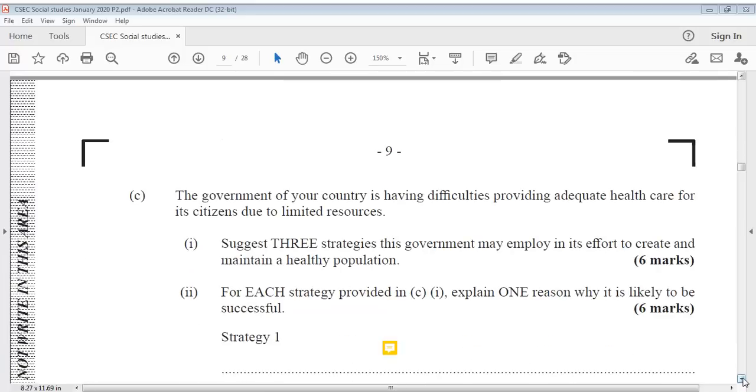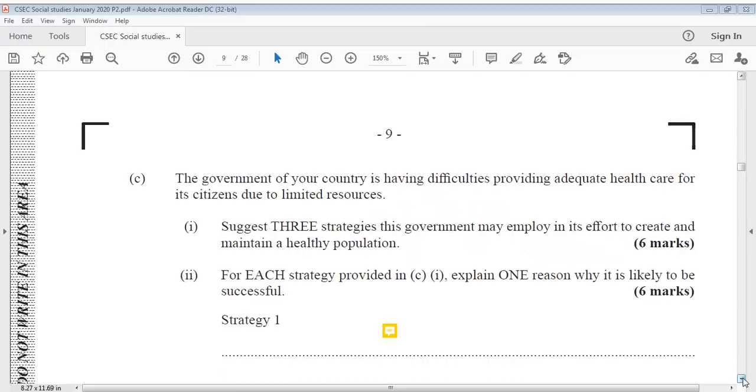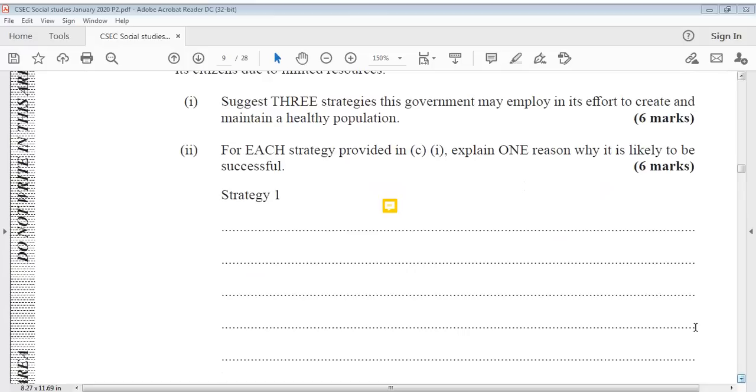Let's look at the final part of this question 2. The C says, the government of your country is having difficulties providing adequate health care for its citizens due to limited resources. I says, first part, suggest 3 strategies this government may employ in its effort to create and maintain a healthy population, and that is worth 6 marks. So in suggesting, let's look at strategy 1. So we're going to explain each one of them as we go along.